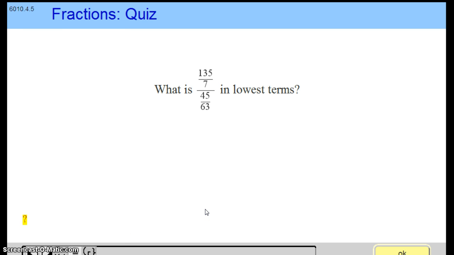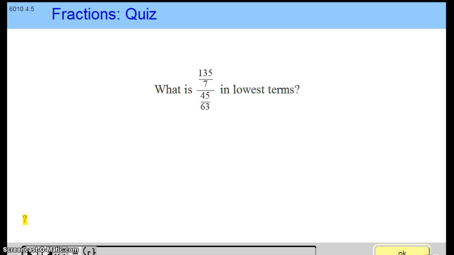Okay, this video is on the fractions quiz, solving this problem. It might be a little difficult to figure out what this is initially, but it's the fraction 135 over 7 divided by 45 over 63. So what is it in lowest terms?